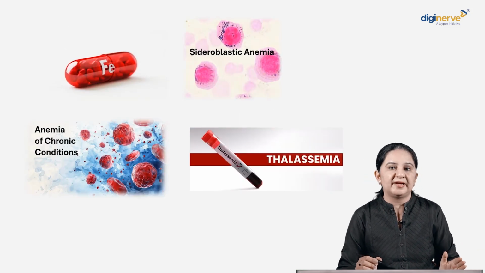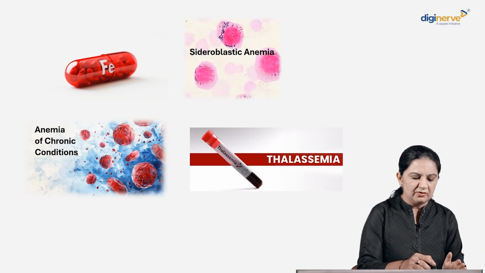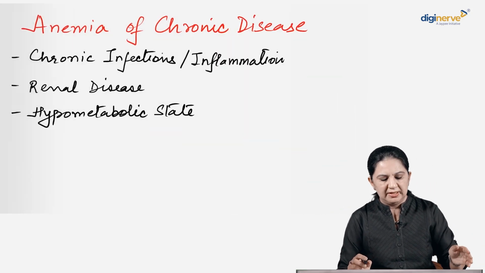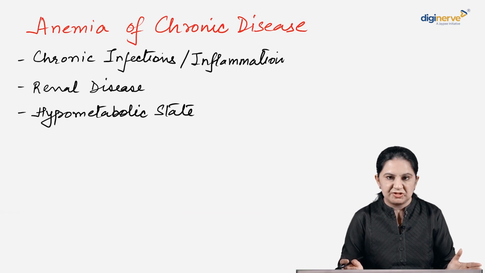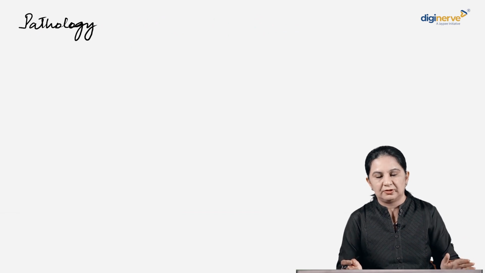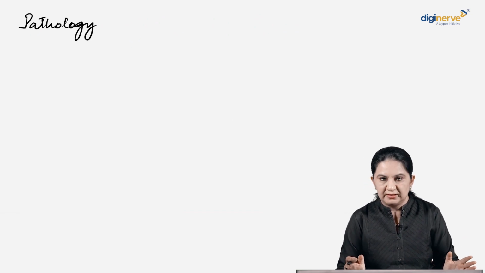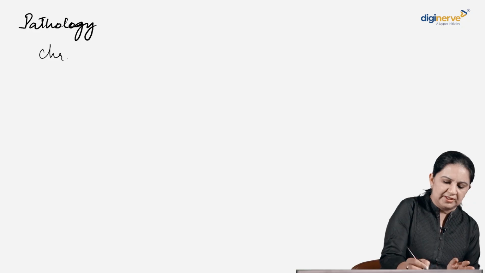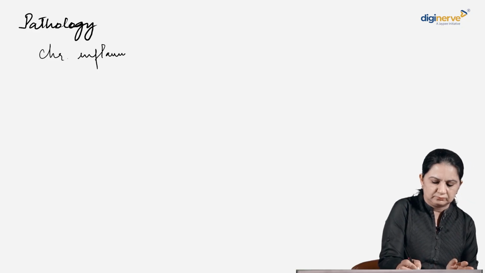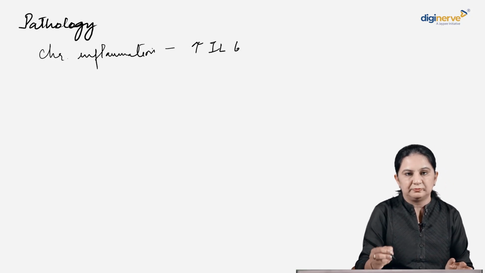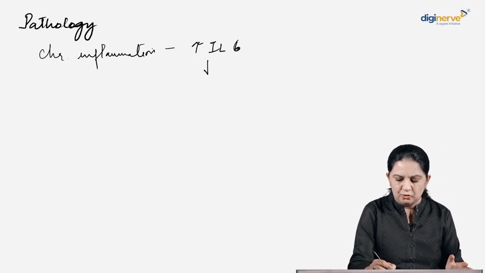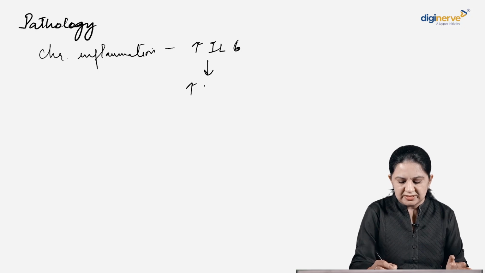Now, coming to a third microcytic hypochromic anemia, anemia of chronic diseases. Anemia of chronic diseases is basically anemia seen in patients with chronic infections or inflammations, renal disease, hypometabolic states. So what exactly is the pathology in these chronic diseases? Because of chronic inflammation, there is increased interleukin 6. Now, this increased interleukin 6 goes to the liver and results in increased production of hepcidin.